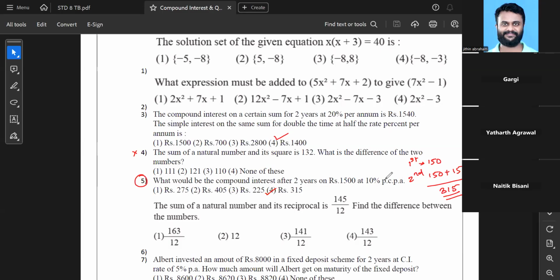For the first year, at 10 percentage, the interest will be 150. That is 10% of 1,500. For the second year, again 10% of 1,500, 150 still remains, plus 10 percentage of the previous interest also comes over here. So previous interest was 150, its 10 percentage is 15. So when you add them, the total interest on the second year is 165. The previous one was 150. Total interest after 2 years will be 315. Understood? Yes, sir.